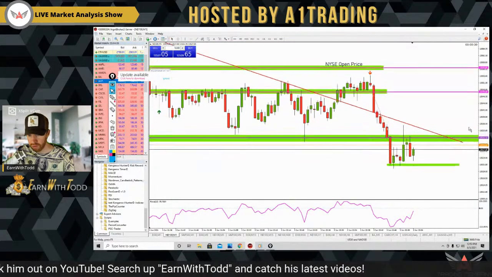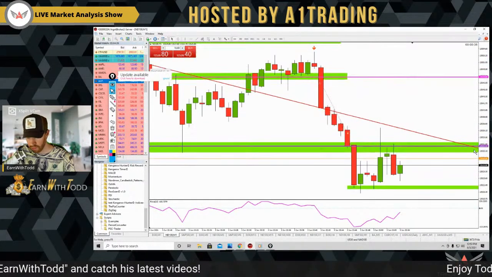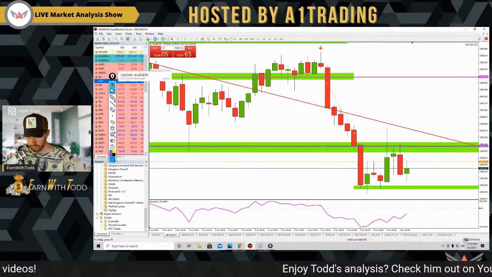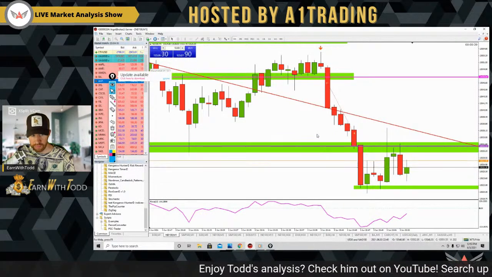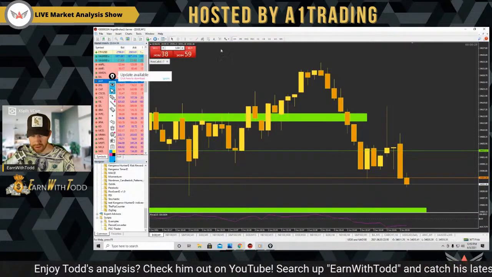All right, so we got a mini support zone forming here. Support. 7 minutes. There's gonna be some big moves in the last 2 minutes. I guarantee it. I guarantee it.